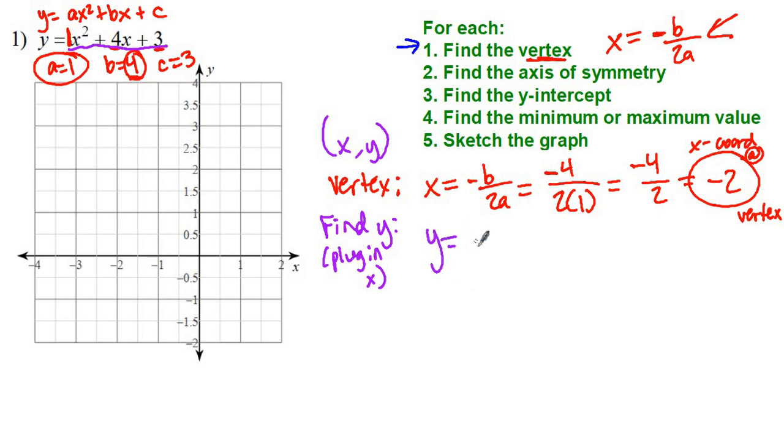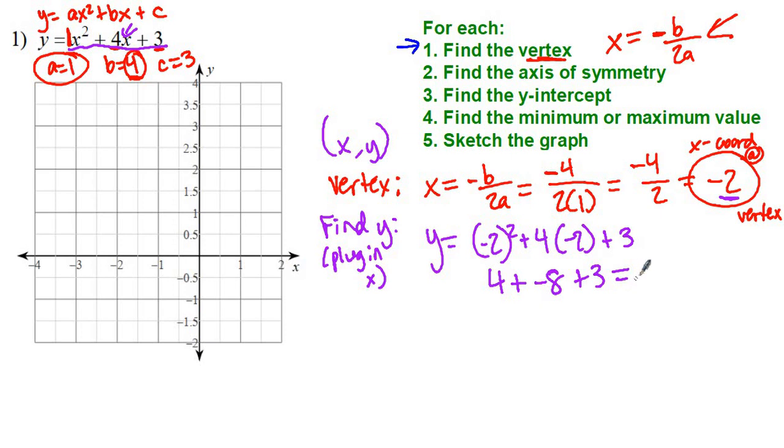So y is going to equal x squared, but again, we just found that x is -2. So -2 squared plus 4 times x. Again, I'm getting that from right here. 4 times x, that means 4 times -2 plus 3. -2 squared, -2 times -2 is 4. 4 times -2 is -8. And then we have plus 3. 4 plus -8 is -4, and -4 plus 3 is -1. So that is the y coordinate that we just found of the vertex.